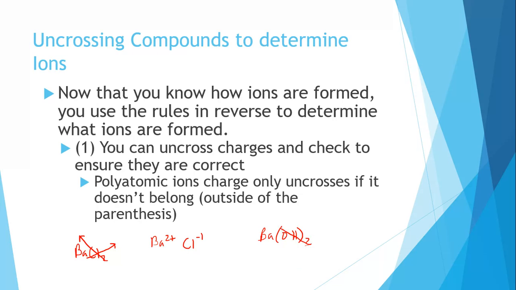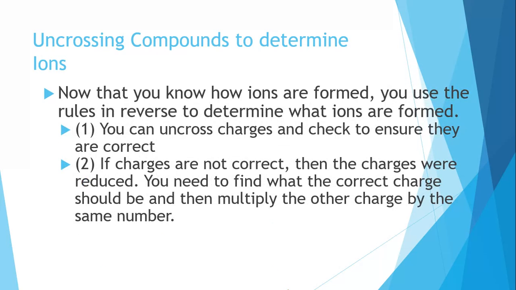If I uncross them, this 2 goes up here. There's nothing written here. So I originally get Ba2+, OH negative. We've already said that this one's good. And then when you look at your polyatomic chart, you will see that this has a -1, so that's also good as well. What happens is if you uncross them and you check them and the charges are not correct, that means the charges were reduced and you need to find out what the correct charge should be and then multiply the other charge by that same number.